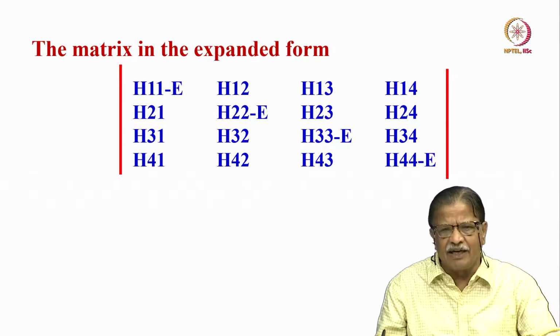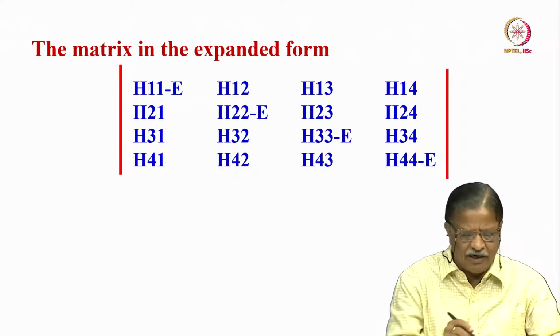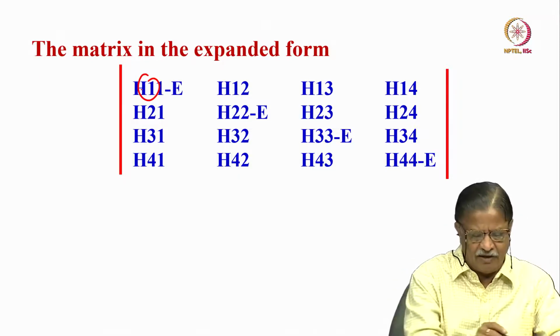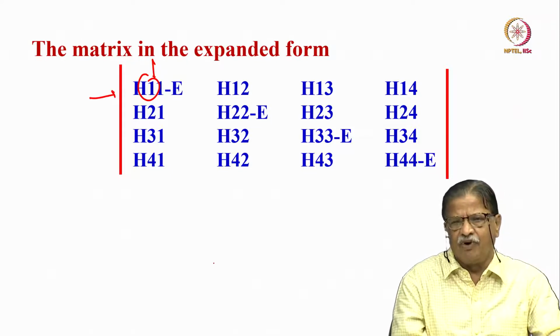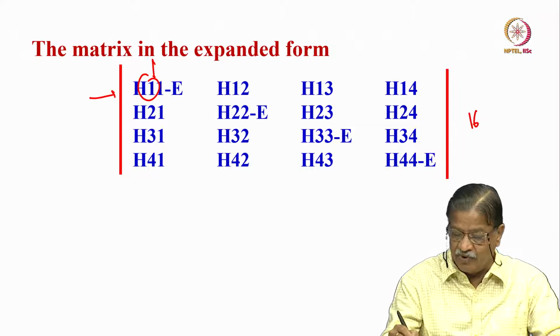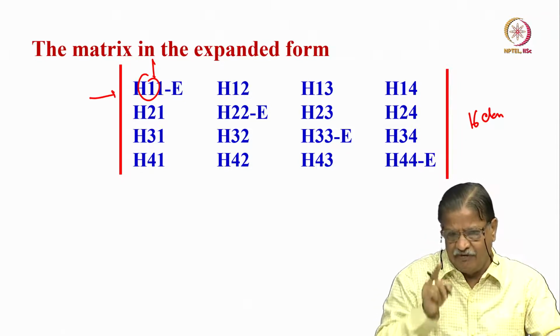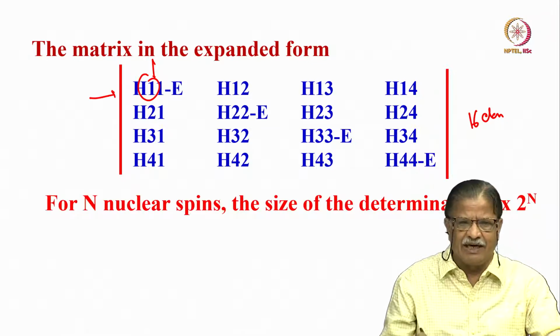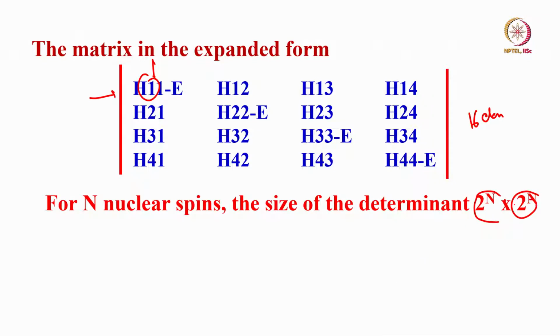So, the matrix can be written in expanded form like this, that is H11 that I have considered. This 1 1 is the element. If you take one row and one column like this, you can write down, there is now 4 by 4, we have a 4 by 4 matrix, we have 16 elements. We have to calculate all the 16 elements if they exist. So, for an n nuclear spin system, the size of the determinant becomes 2 to the power of n into 2 to the power of n. We have got 4 by 4 in the present case. So, 16 matrix elements we have to calculate.